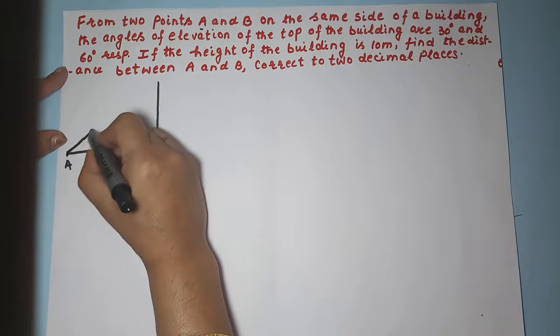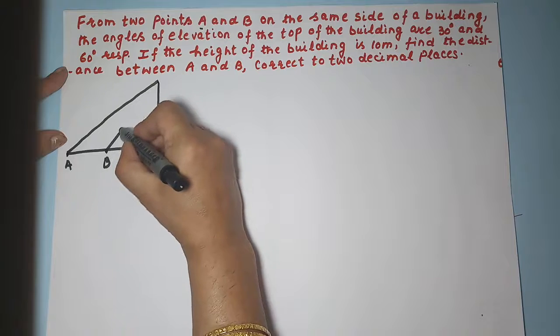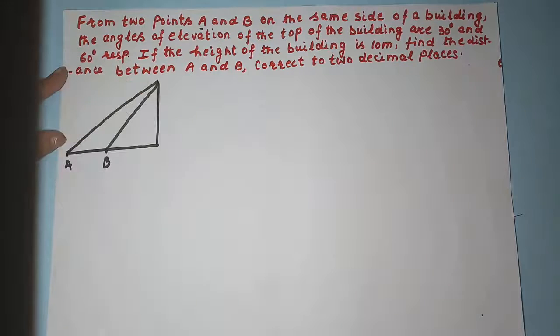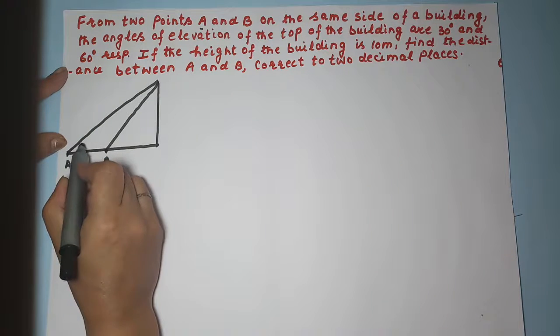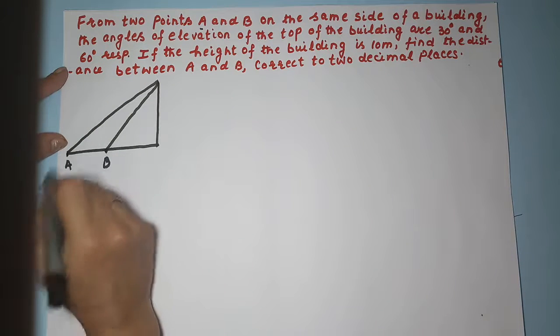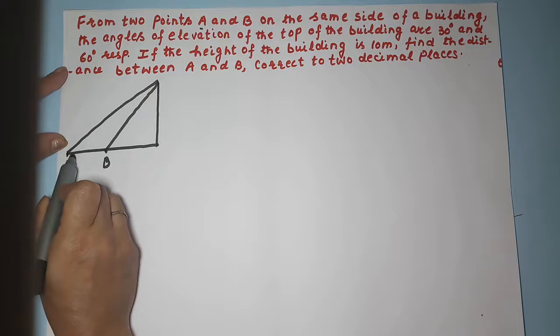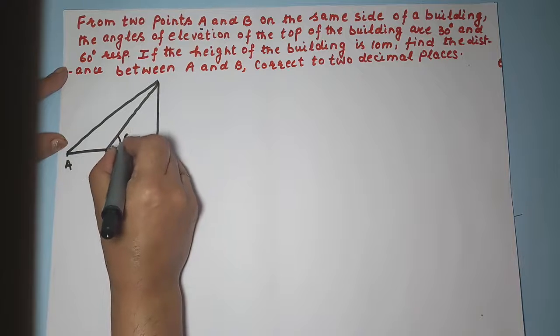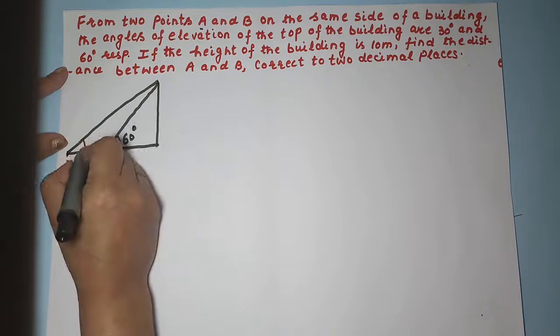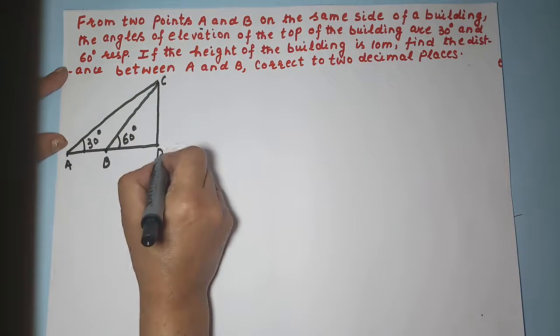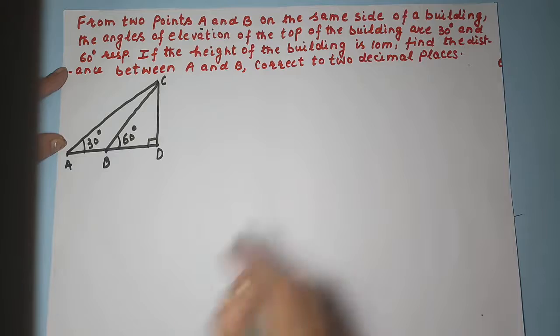So when you look at the top of the building from these 2 points, the angles of elevation are 30 and 60. So you have to choose which is angle 60 and which is angle 30. As you move towards the tower, the angles of elevation increase, and as you move away from the tower building, the angles of elevation decrease. So obviously this will be my 60-degree angle and this will be my 30-degree angle. So let's call this C, this is D, and this is 90 degree.